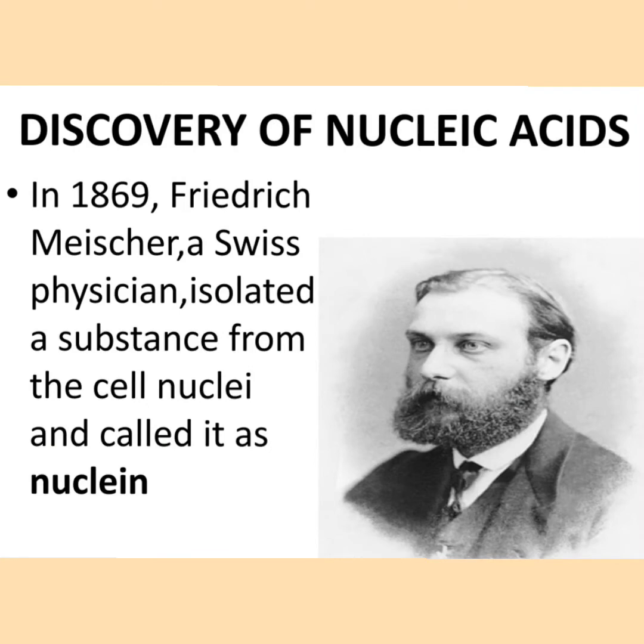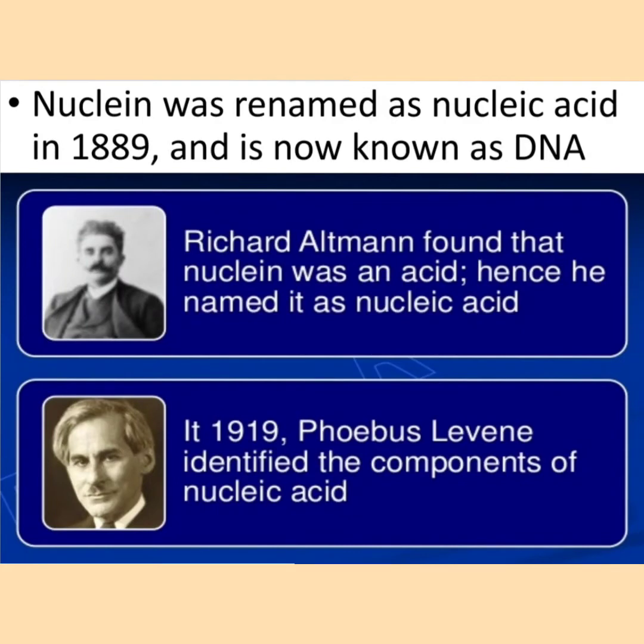In 1869, Friedrich Miescher, a Swiss physician, isolated a substance from the cell nuclei and called it nuclein. Nuclein was renamed nucleic acid in 1889 and is now known as deoxyribonucleic acid. Richard Altmann found that nuclein was an acid, hence the name he gave was nucleic acid. In 1919, Phoebus Levene identified the components of the nucleic acid.